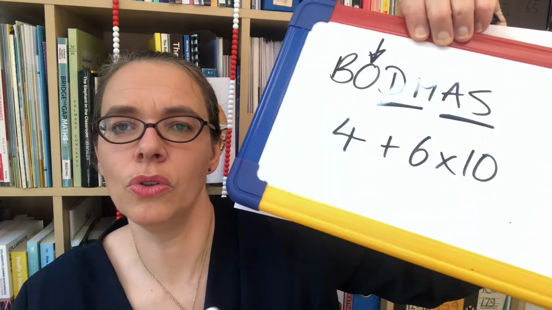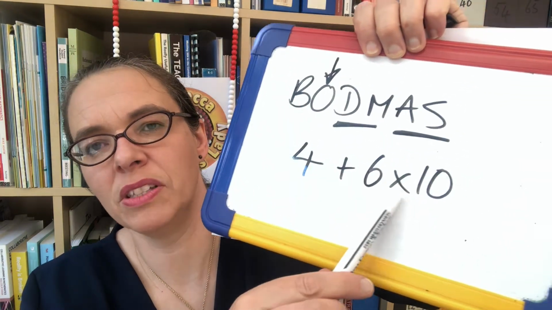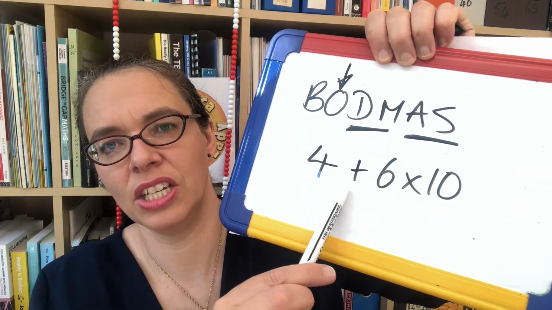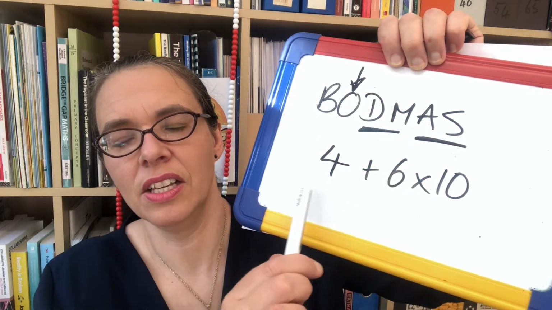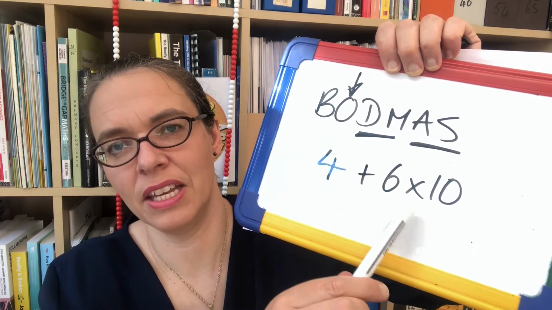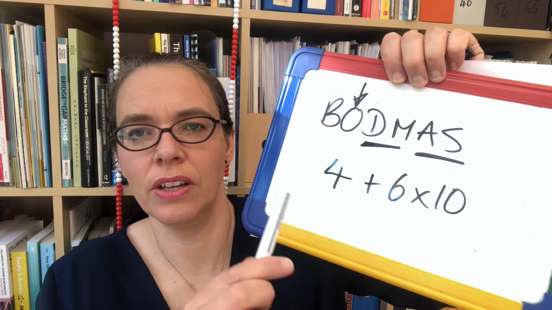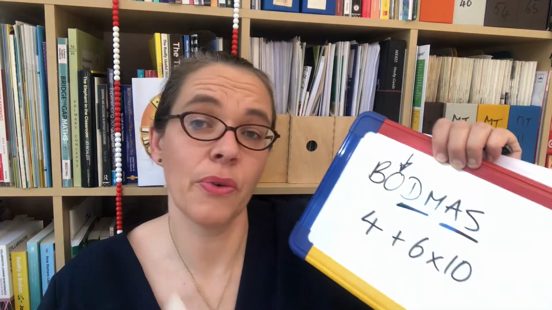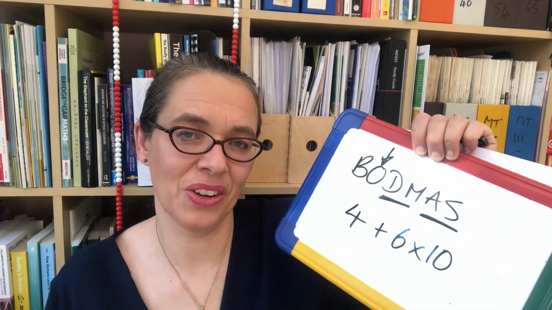And they do also need to know that multiplication dominates the addition in a question like this. So 4 add 6 times 10, that's going to be 4 add 60, not 10 times 10. So there is a little bit of work to be done on order of operations. So if your children know they have to do brackets first, and they know to prioritise multiplication, division over addition and subtraction, they've got it.